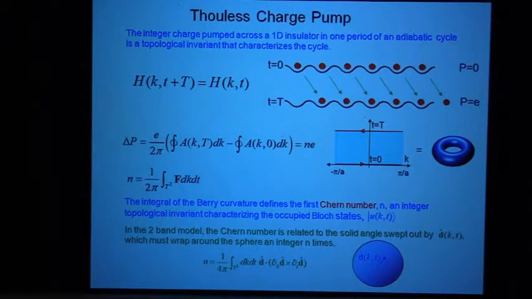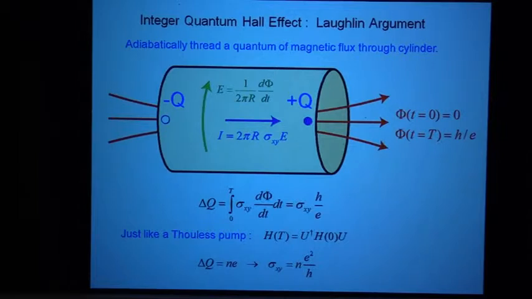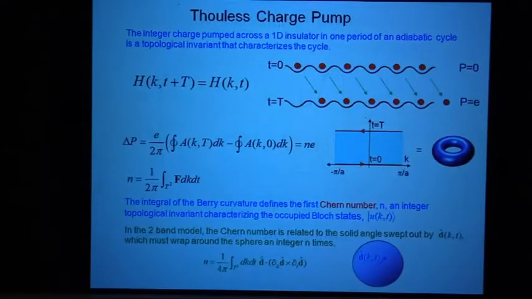And to do that, the connection between this picture and the integer quantum Hall effect is a beautiful argument. Yeah, question. Is there a metallic state? No, there's a gap the whole time. So you're saying as I'm advancing T, then no, the gap stays open the whole time.